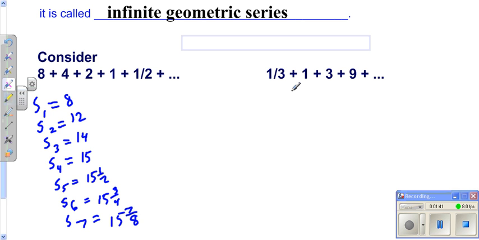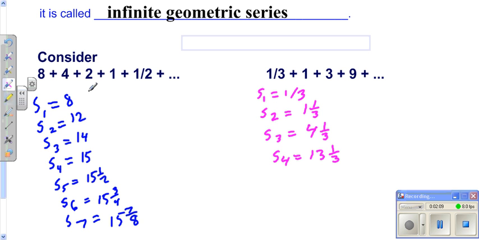However, let's take a look at this one here. S sub 1 is 1/3. S sub 2, the sum of the first two, is 1 and 1/3. S sub 3, the sum of the first three, would be 4 and 1/3. S sub 4 would be the sum of the first four terms.